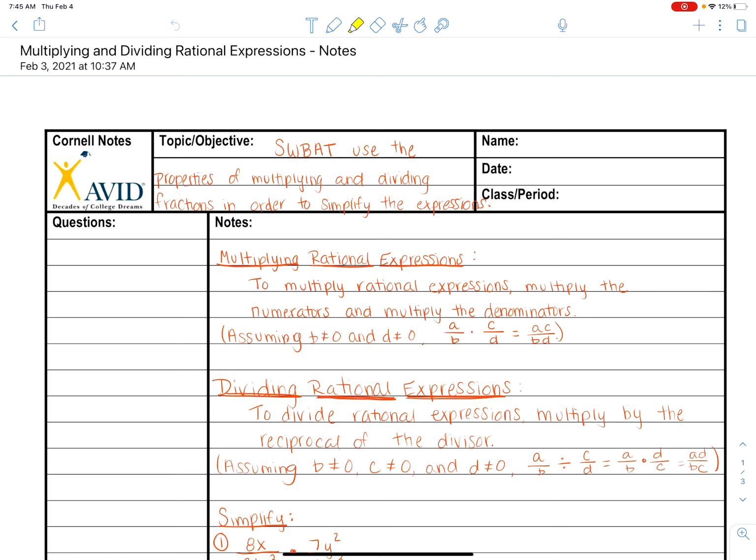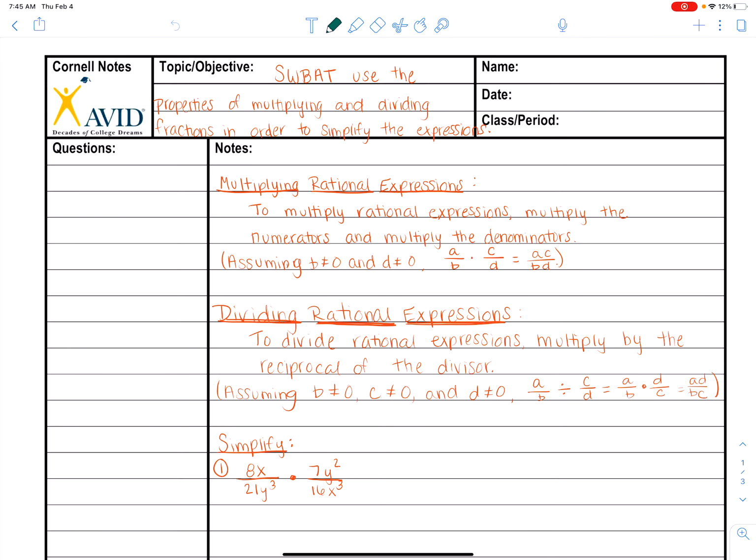Today, the student will be able to use the properties of multiplying and dividing fractions in order to simplify expressions. So we are still simplifying rational expressions, but before we do the simplification, we're going to multiply or divide. Really, what you need to understand is that to multiply rational expressions, you're going to multiply the numerators and multiply the denominators. Same thing we've been doing with fractions in general.